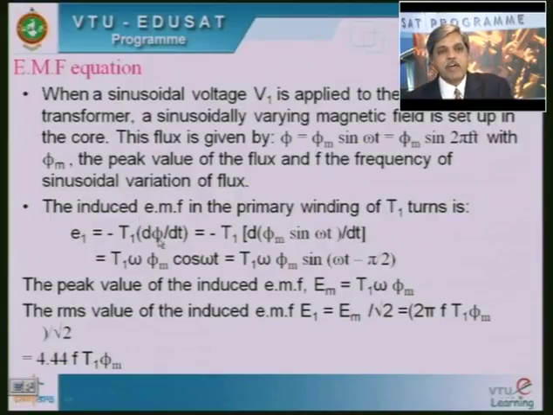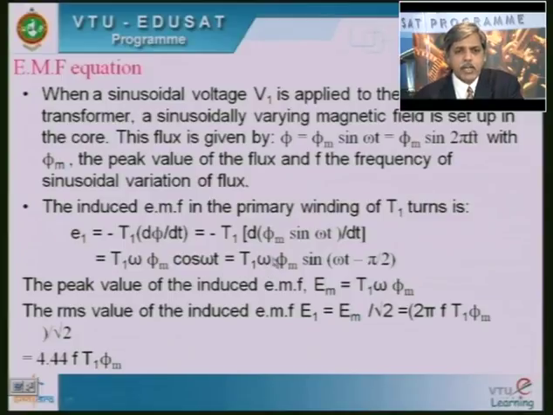Now by replacing phi with phi m sin omega t in this expression for the EMF, I will get minus T1 d times phi m sin omega t by dt. This is the rate of change of flux, in which phi m is constant, the maximum value. Therefore I have to differentiate sin omega t with respect to t. That gives us cos omega t. Therefore I will get here T1 omega phi m cos omega t. Now I can also substitute 2 pi f for omega.